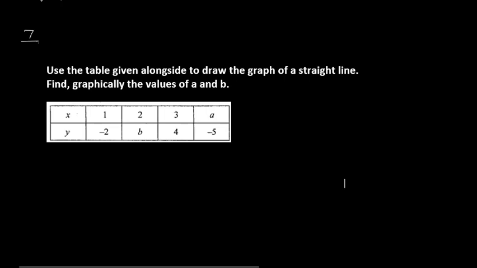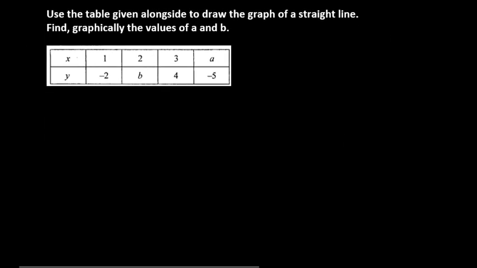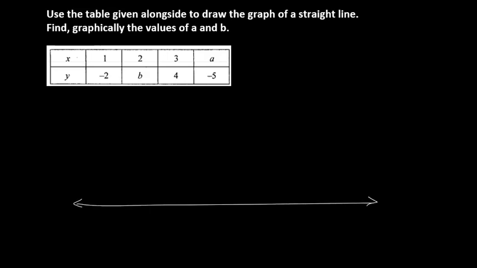Now let us see the seventh one. Question number 7. Here the question is, use the table given alongside to draw the graph of a straight line. Find graphically the values of a and b. So we have to find the values of a and b graphically. This is the x-axis and this is the y-axis. Along the x-axis we have 1, 2, 3, and then we have a. So maybe a few points here. Along the y-axis we have minus 1, minus 2, then a few points here.